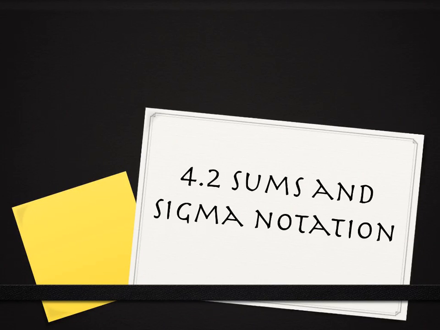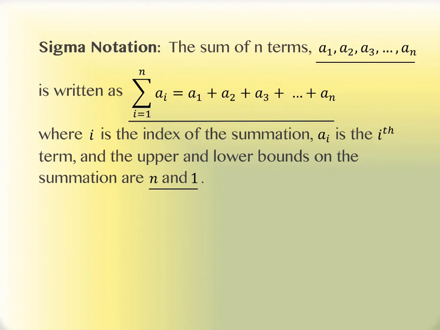All right, section 4.2 is called Sums and Sigma Notation. And I'm first going to talk about the sigma notation part of this. So sigma notation, if we wanted to find the sum of a bunch of numbers, a bunch of terms, a1 through an, all that just means a bunch of different numbers, and it's a convenient way of writing them: a1, a2, a3, all the way up to an. And the way that we would write that is we would use that large sigma notation.